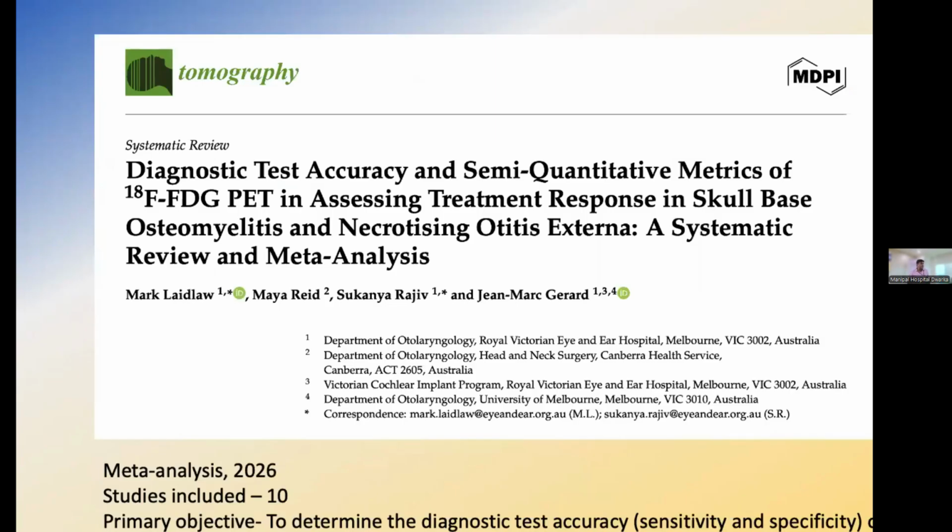And it has been further corroborated. Sindhu sent me this, and this article has also quoted our publication. This is a meta-analysis on the utility of PET scan, and they have said that it has a good diagnostic accuracy.